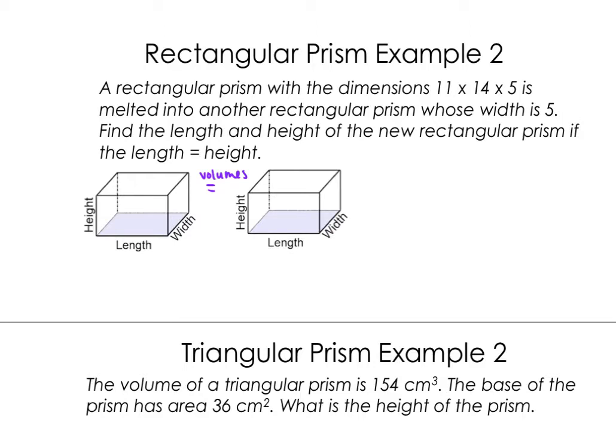So in here we know that the dimensions of our original prism is 11 by 14 by 5, which could just be the length, the width, and the height. And then in the new prism, we know just the width is 5. But we know that the length and the height are both equal, so we're just going to call those both x. So the length is x and the height is x. Okay, so I can find the volume of the first shape. Oops, this shouldn't say h, sorry. This should say 5.